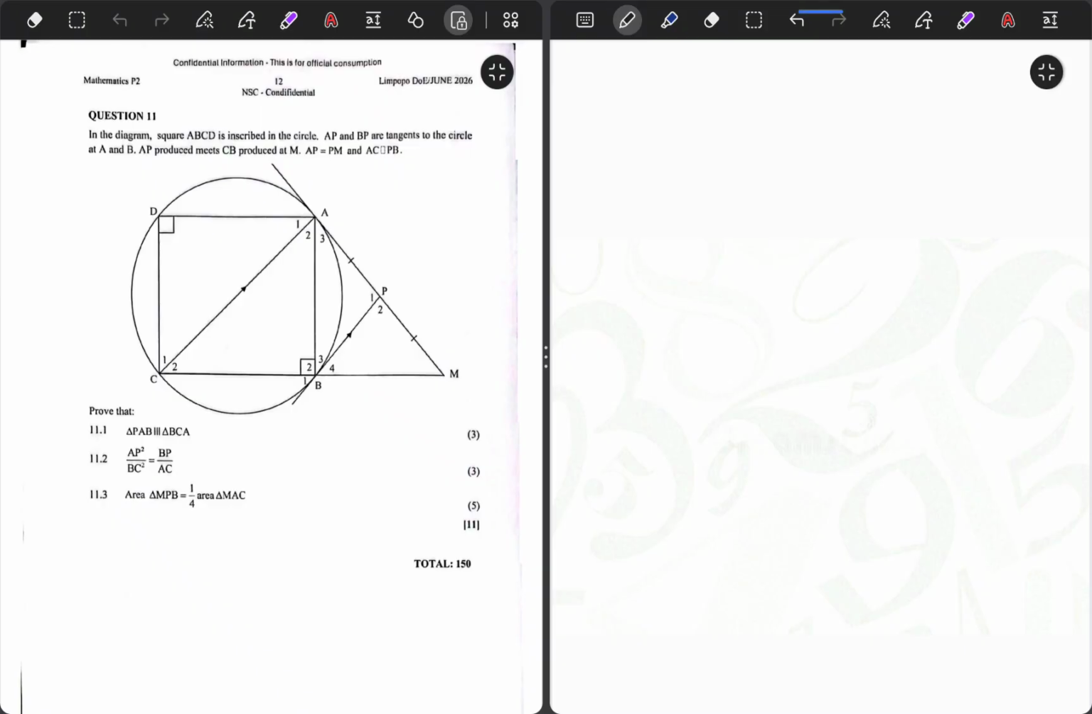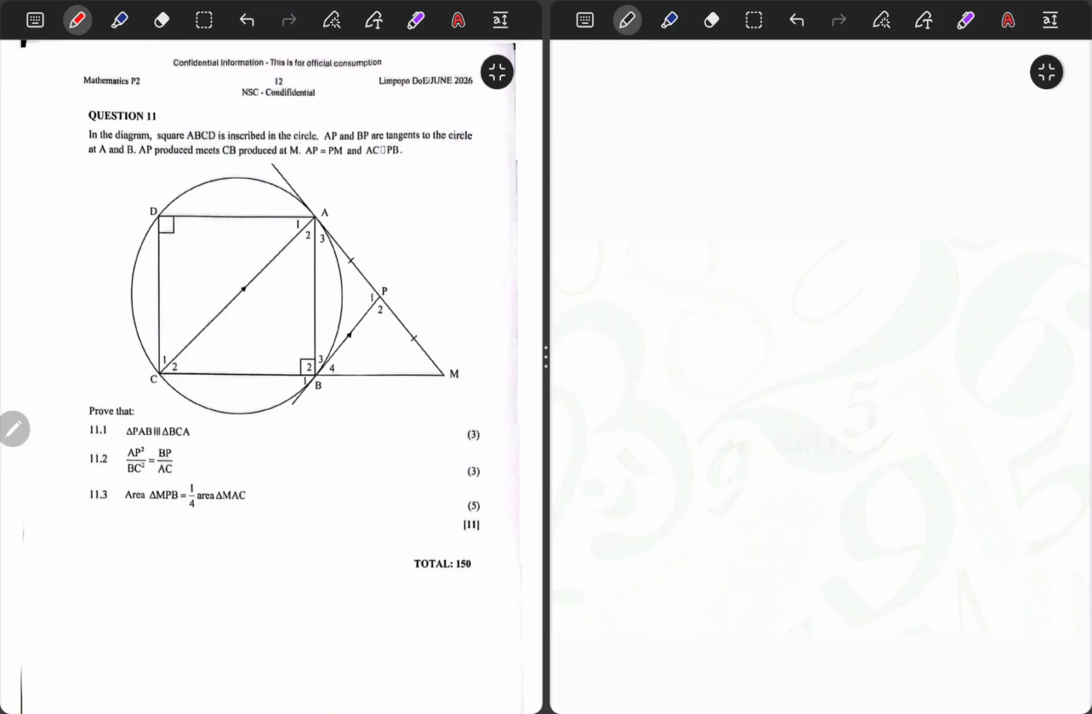We are given that in the diagram, square ABCD is inscribed in the circle. AP and PB are tangents. It's very important to understand this statement. It means that the two are equal. We need to remember that.